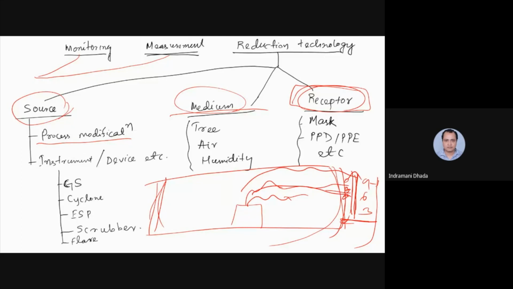But those we can also design, and based on that we can say that 30 or 40 or 50% of the particles can be trapped through the green belt. These are the medium remediation, because in the medium we are putting this green belt to remove particles.